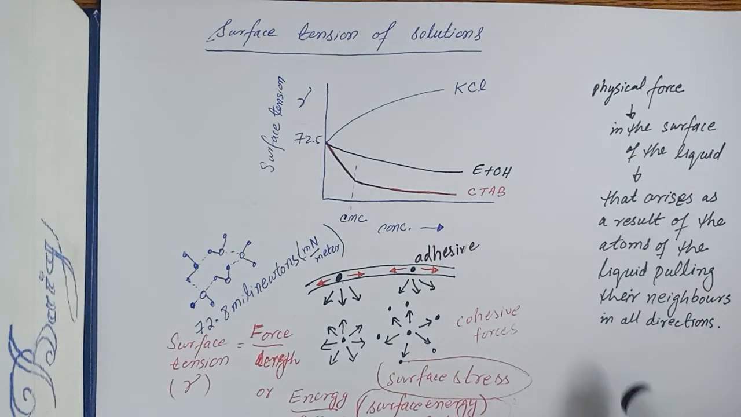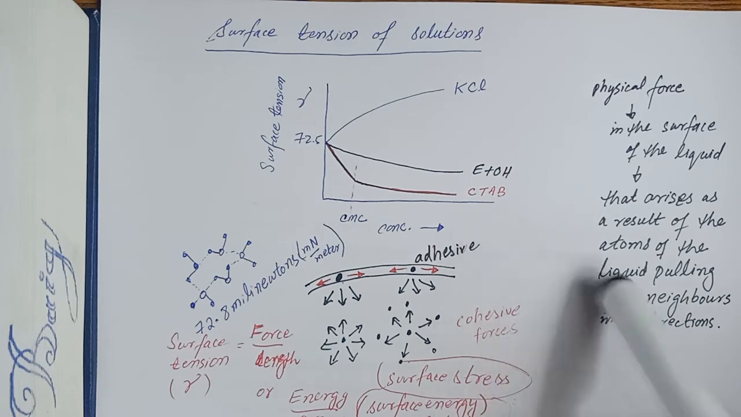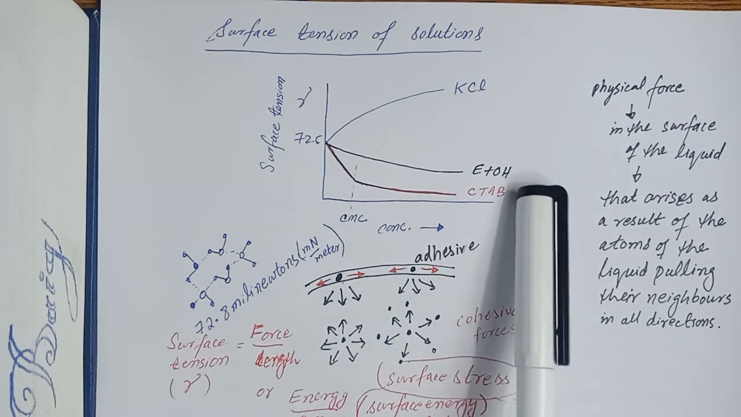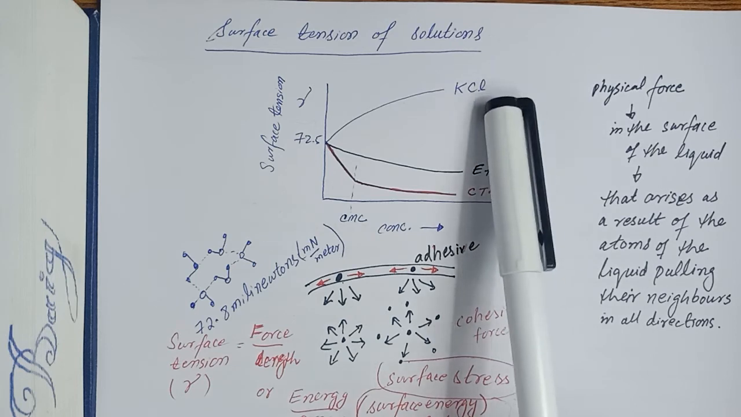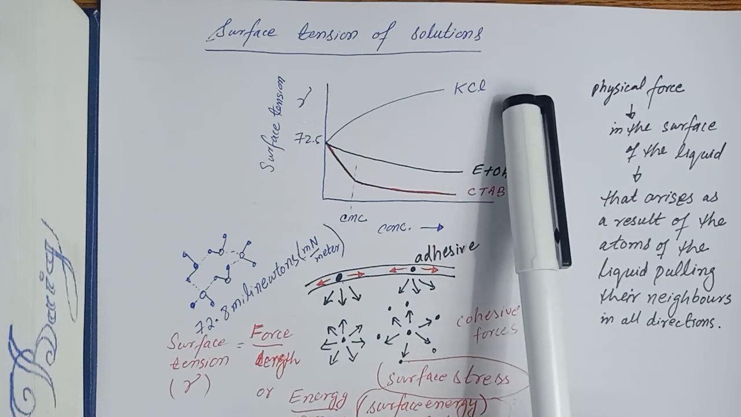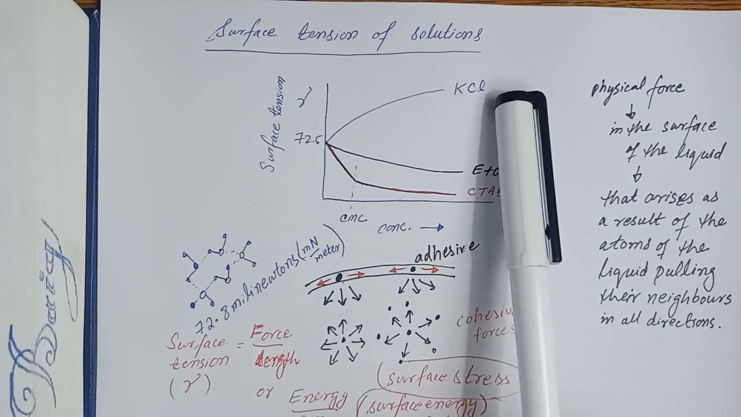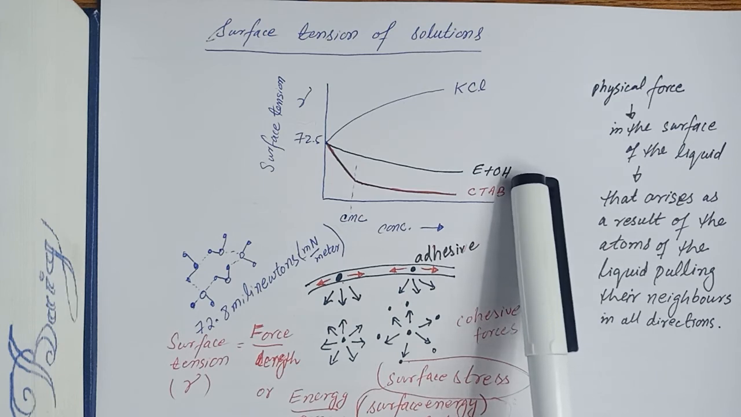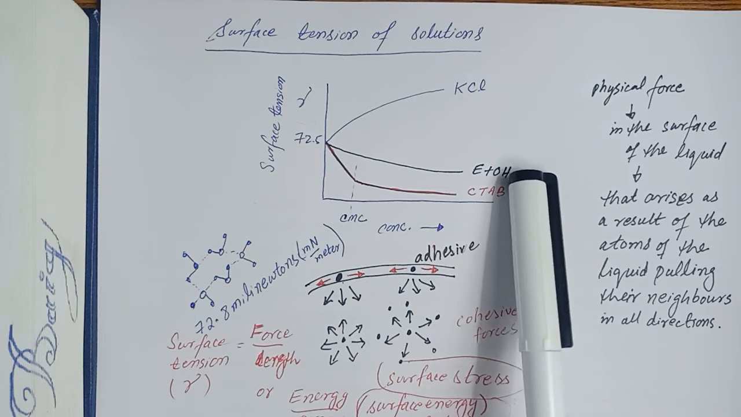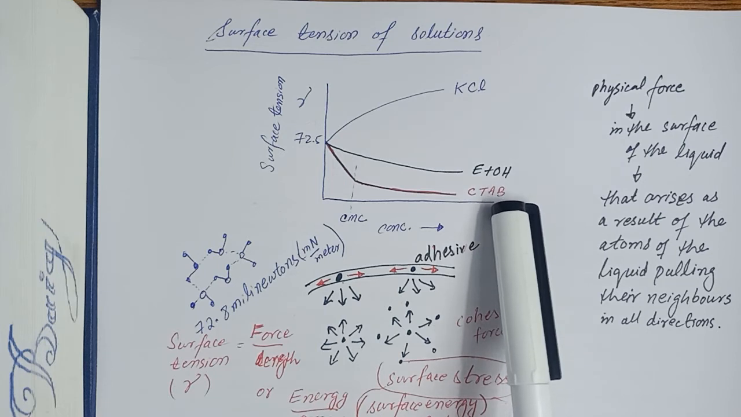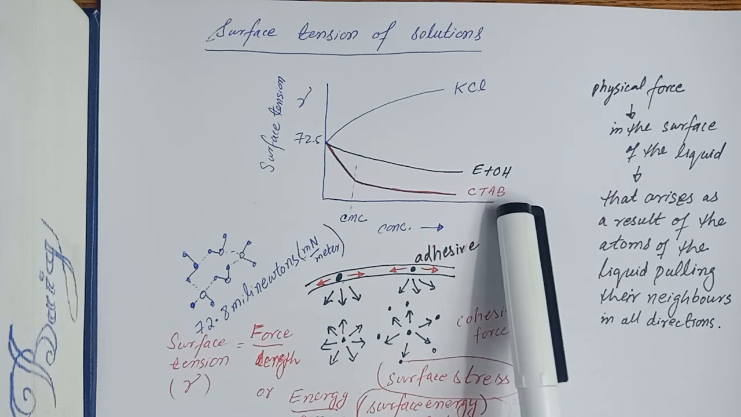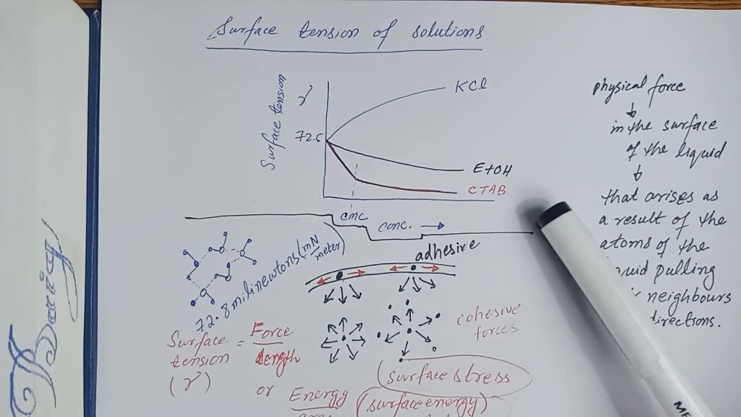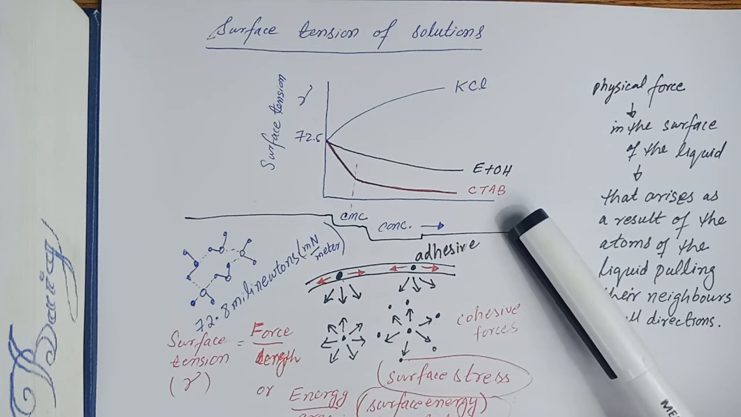While discussing the surface tension of different kinds of solutions, let's consider three examples belonging to different categories. The first is KCl, an inorganic solute that makes a solution of strong electrolyte. The second example is ethanol, a non-electrolyte solute that is dissolved in the water. And the third category is a surface active agent known as CTAB. The full name of CTAB is cetyl trimethyl ammonium bromide.